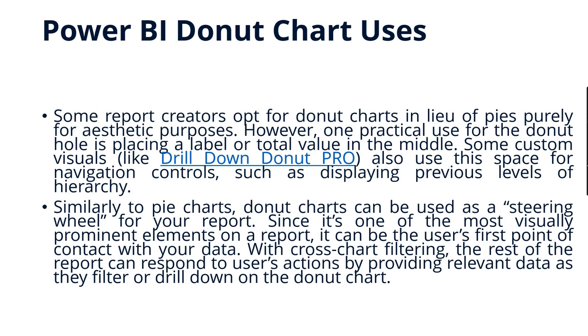Some custom visuals like Drill Down Donut Pro also use this space for navigation controls, such as displaying previous levels of hierarchy. Similarly to the pie chart, donut charts can be used as a steering wheel for your report. Since it's one of the most visually prominent elements on a report, it can be the user's first point of contact with your data. With cross-chart filtering, the rest of the report can respond to users' actions by providing relevant data as they filter or drill down on the donut chart.